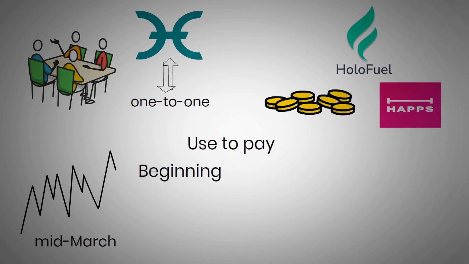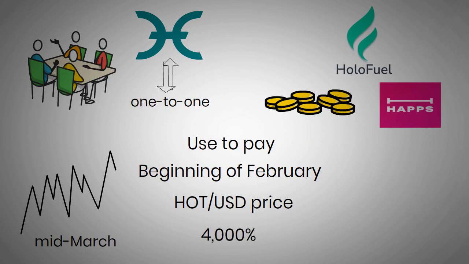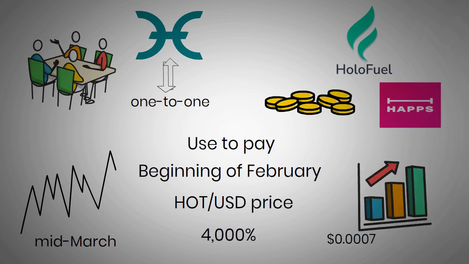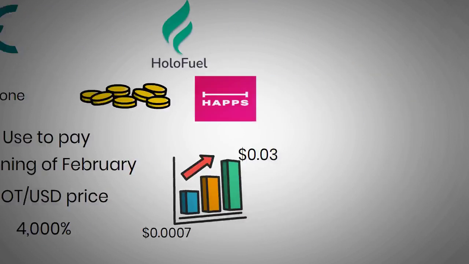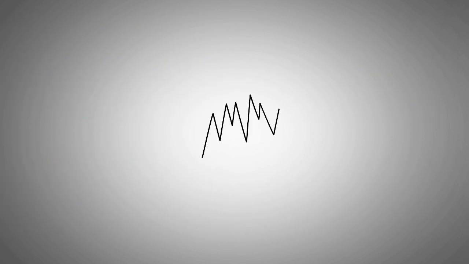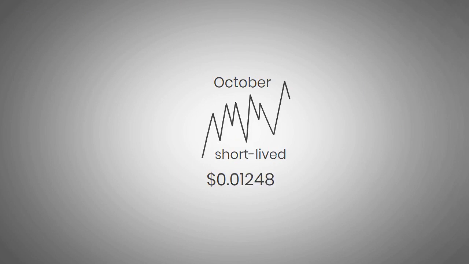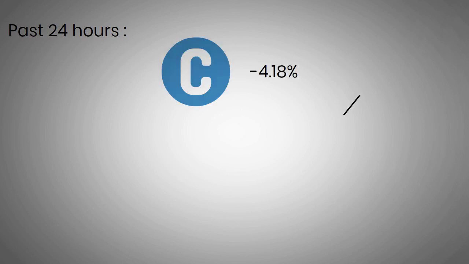Since the beginning of February, the HOT USD price skyrocketed by more than 4,000%, rising from $0.0007 to $0.03 in 2 months. Then, an upward movement returned in October, but it proved to be short-lived, and some of those gains were lost before the price rose again, modestly, to $0.01248 by November 26th. In the past 24 hours, the crypto has decreased by 4.81% in its current value.